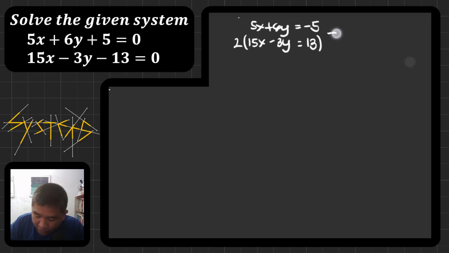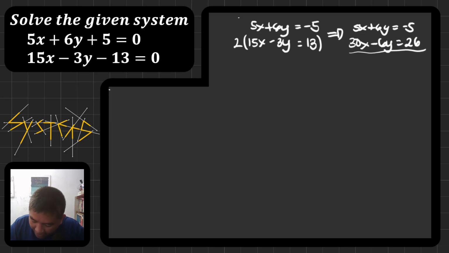So again, the first equation, since I decided to remove y, is 5x plus 6y equals negative 5. And the second equation would become 30x, 2 times 15, minus 6y equals 26. Now with this, if they are added, we can remove y, and we can now solve for x. We have 35x equals 21. Dividing both sides by 35, x is 21 over 35. In simplest form, because they are both divisible by 7, you have 3/5.